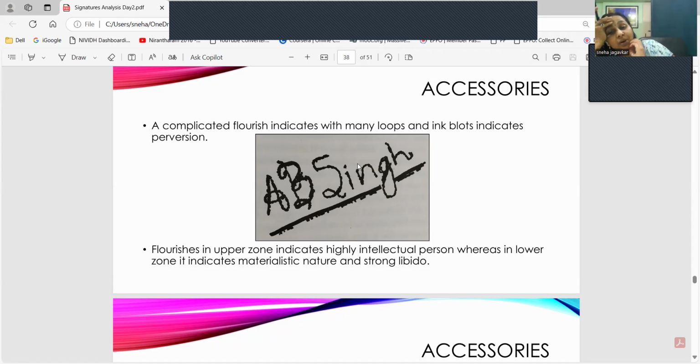Now, imagine a person who has this kind of ink blots on the entire signature. Imagine the amount of pent up emotions or suppressed anger which cannot be vented out. It's a complete negative trait.